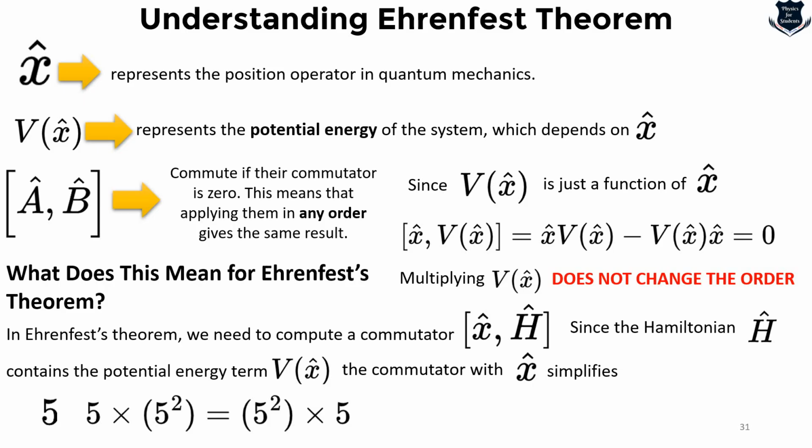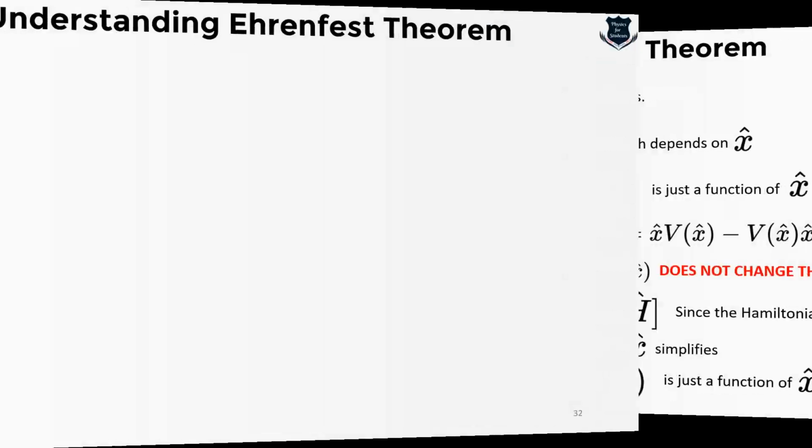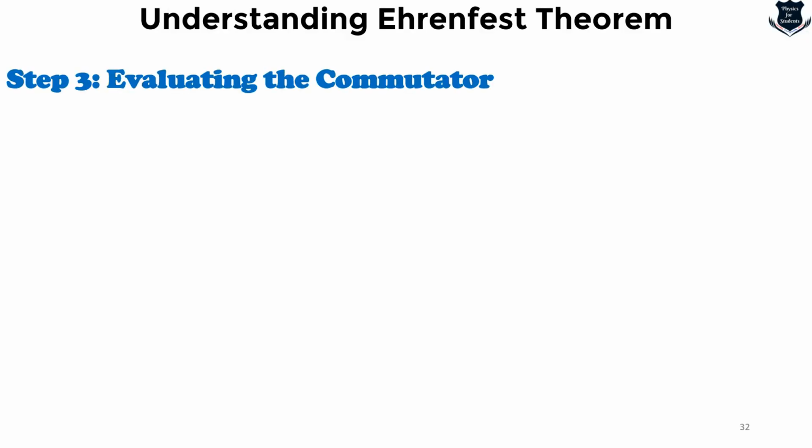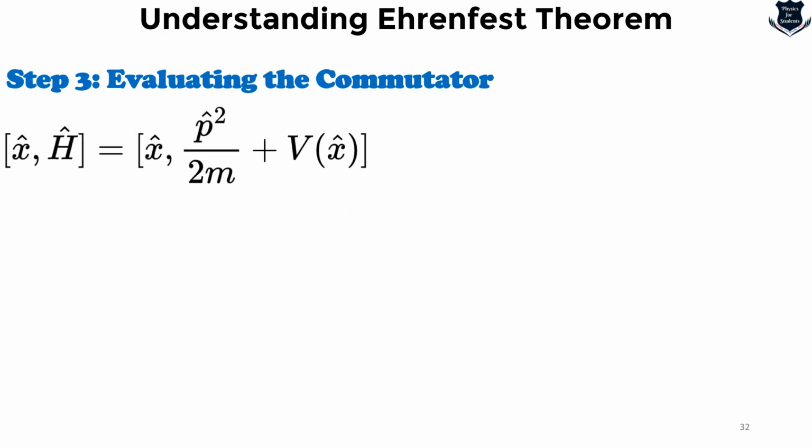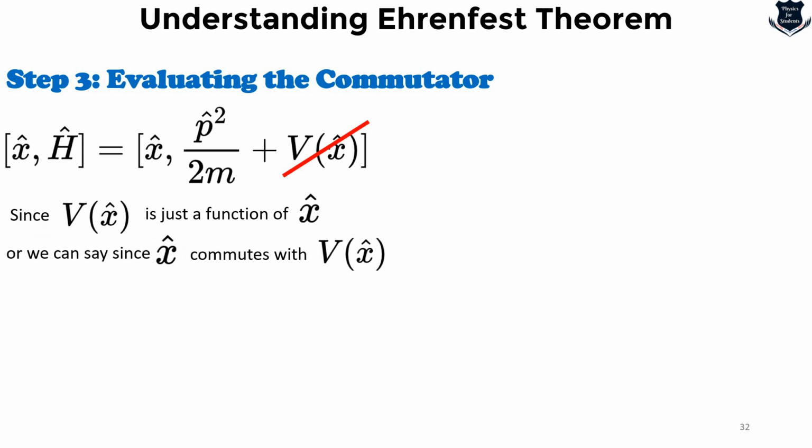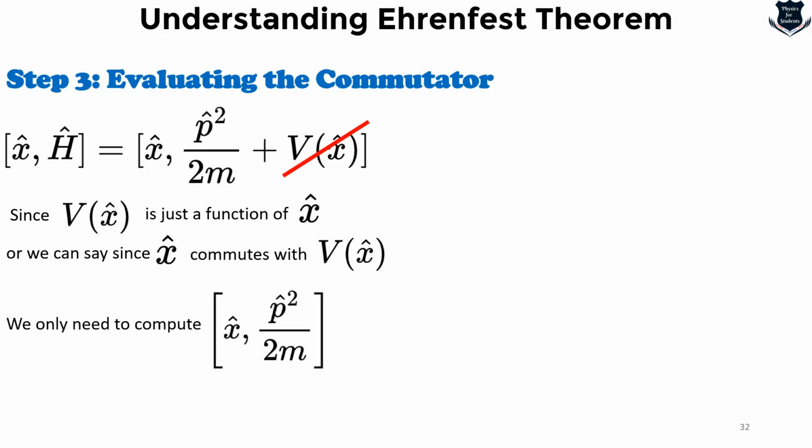It's just an analogy that 5 times 5 squared is equal to 5 squared times 5, because this is a function, and here also the potential energy is a function, so it would commute, and the commutator becomes much more simplified. So we are left with this one, because this is already a function we have seen. So in the step 3 part, what we do is evaluate the commutator, and we cancel out V(x). Why? We have seen the reason: since V(x) is a function, x commutes with V(x), and we only need to compute this part.